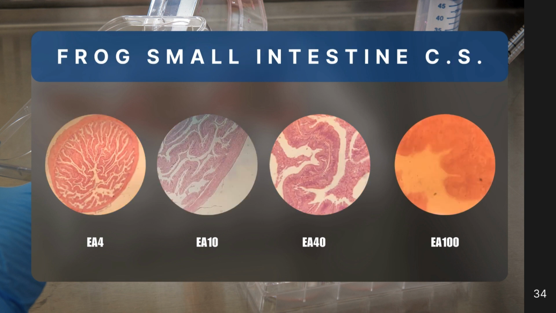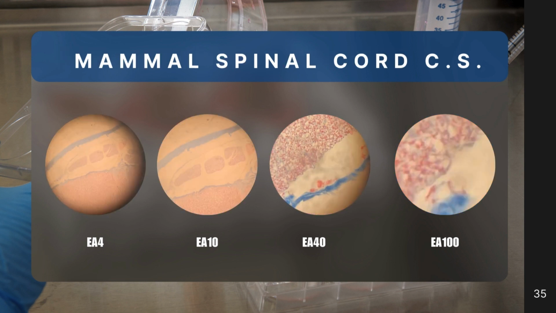Next, we have the small intestine cross-section. The lining of the small intestine would be visible under a microscope. This lining is thrown into folds and finger-like projections called the villi, which increase the surface area for absorption of nutrients. The epithelium lining the villi would be visible, and you might also see goblet cells that secrete mucus and enterocytes that absorb nutrients.